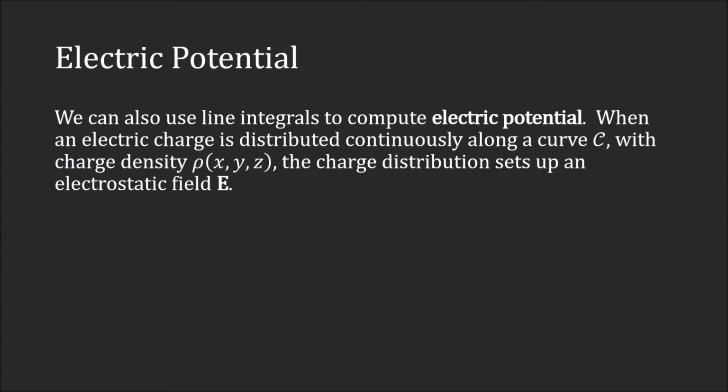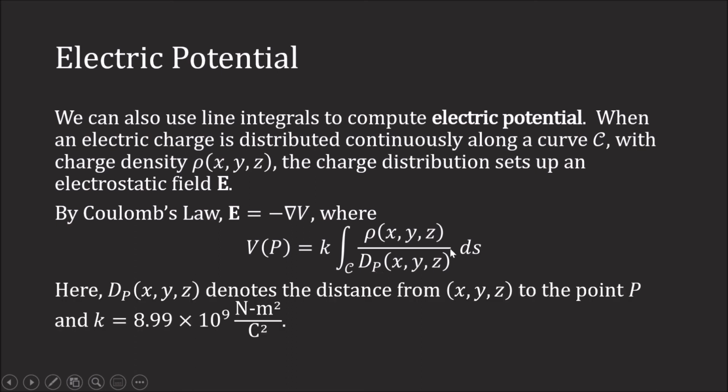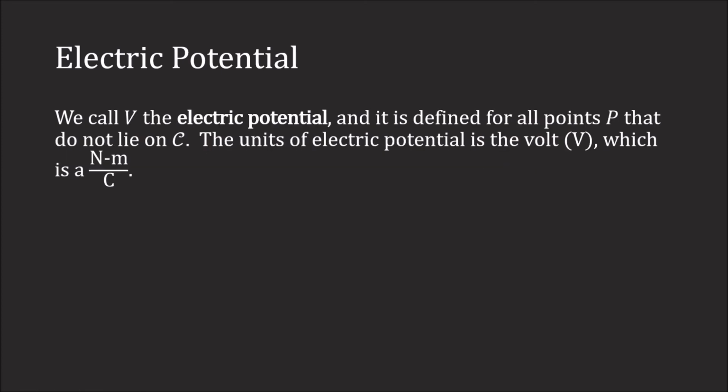We can also use line integrals to compute electric potential. When an electric charge is distributed continuously along a curve C with charge density of rho, the charge distribution sets up an electrostatic field E. By Coulomb's law, E is negative del V, where V of P is K times the integral along C of rho divided by d sub P of xyz ds, where this d sub P denotes the distance from xyz to the point, so it's the distance formula, and K equals 8.99 times 10 to the 9th Newton meter squared per Coulomb squared. That is a universal constant. We call V the electric potential and is defined for all points P that do not lie on C. The units of electric potential is the volt, which is a Newton meter per Coulomb.